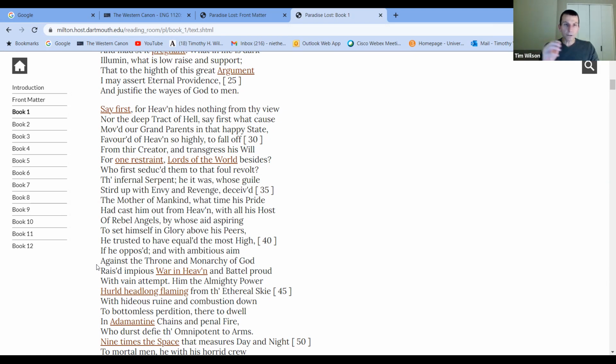So this is what's being referred to here: to set himself in glory above his peers, he trusted to have equaled the Most High. If he opposed, and with ambitious aim against the throne and monarchy of God, raised imperious war in heaven. In book 6, we have the description of what's being alluded to here, the war in heaven. It's a retrospective. Here we're beginning in the middle of things. Satan's already fallen. There's going to be a retrospective of the war in heaven and what caused that fall of Satan, and then we'll go forward to the actual fall of Adam and Eve.